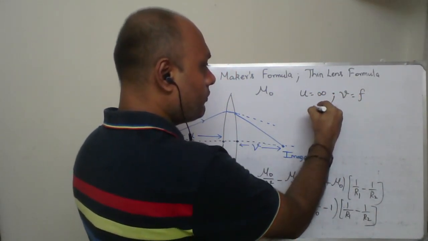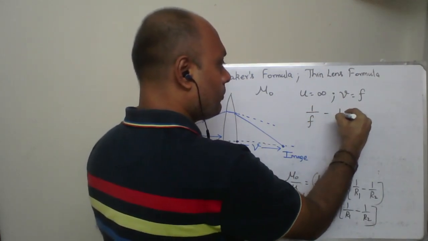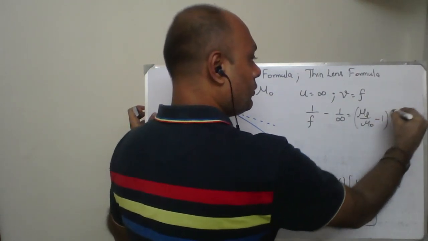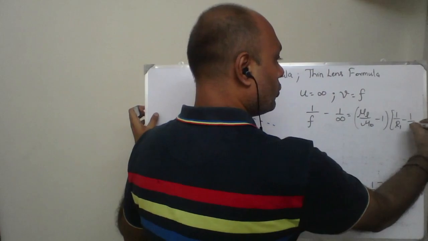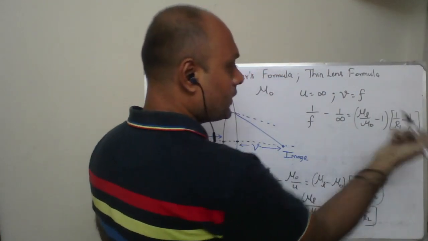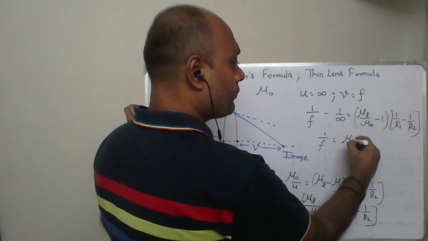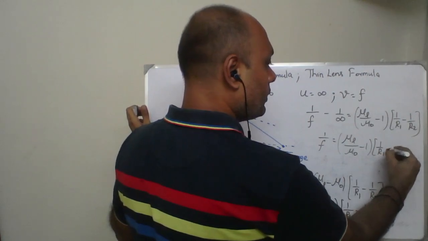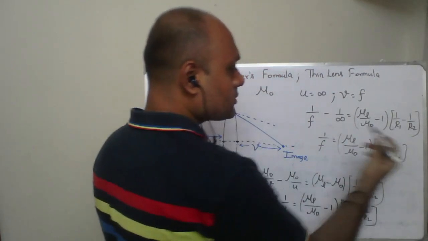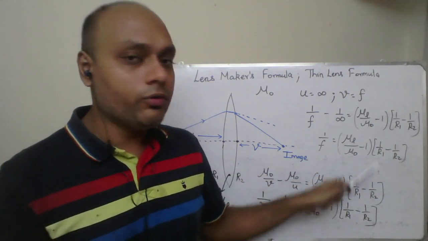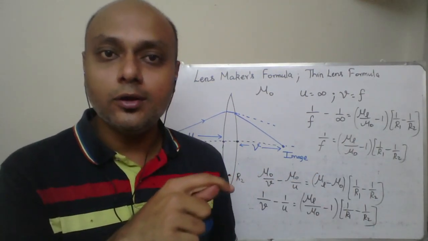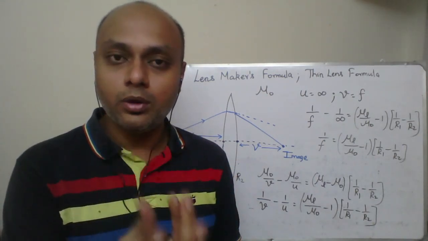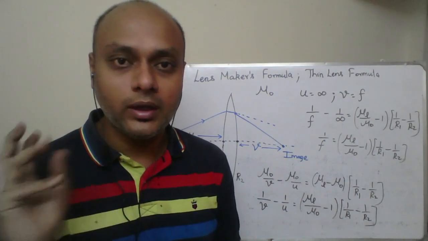So you put U equal to infinity, V equal to F, you will have 1 by F minus 1 by infinity equal to mu L divided by mu naught minus 1 into 1 by R1 minus 1 by R2. Okay, so that is the lens maker's formula. 1 by F equal to mu of the lens by mu of surrounding minus 1 into 1 by R1 minus 1 by R2. But this formula has been obtained without substituting the sign of R1 and R2. So when you substitute the values of R1 and R2, you have to substitute the proper sign for each, whether it is plus or minus.